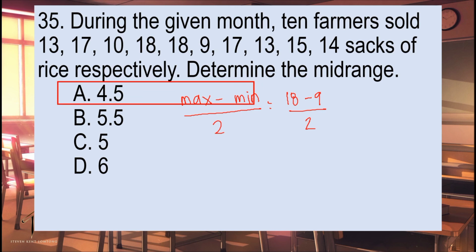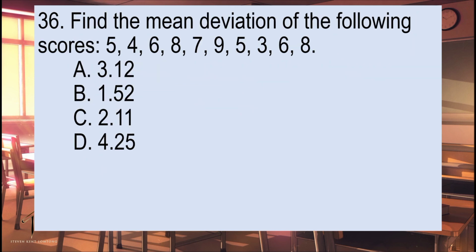So, ganun lang siya. Next, find the mean deviation of the following scores: 5, 4, 6, 8, 7, 9, 5, 3, 6, 8. So, we have here a formula for mean deviation. That's x sub d bar equal to the summation of absolute value of x minus x bar divided by n, where n is the total number of the values in a given set. Okay, so how to find this? There is no shortcut, but we can use calculator technique.